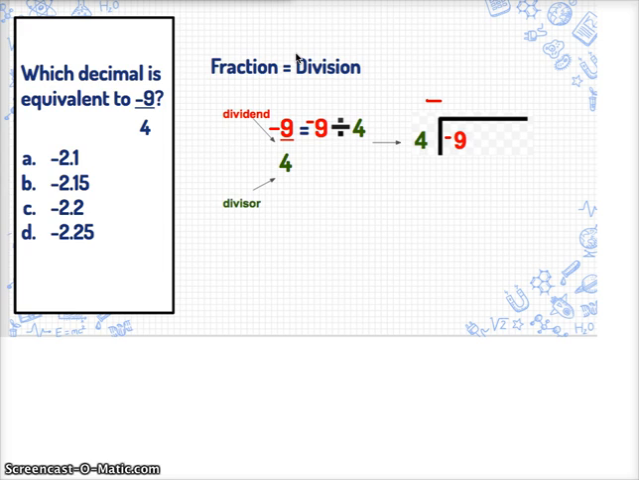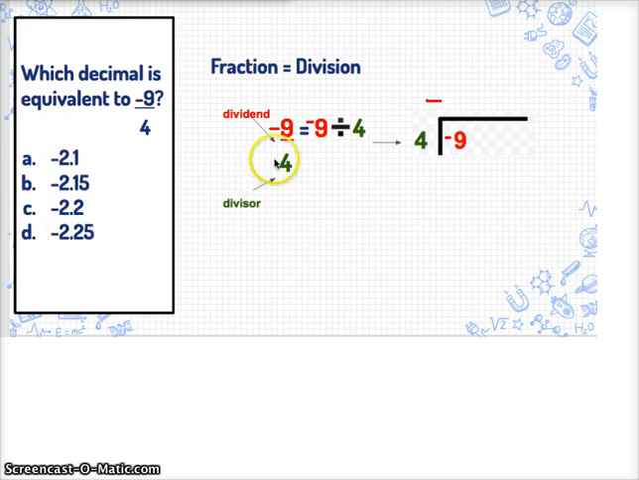Let's look at an example with a negative rational number. Which decimal is equivalent to negative 9/4? In this case, if the fraction is negative, the decimal equivalent will also be negative. You can think of this as dividing a negative by a positive number. Since a negative divided by a positive will be negative, our answer will also be a negative number, even in decimal form.